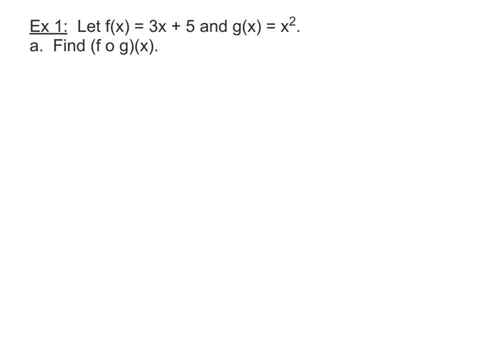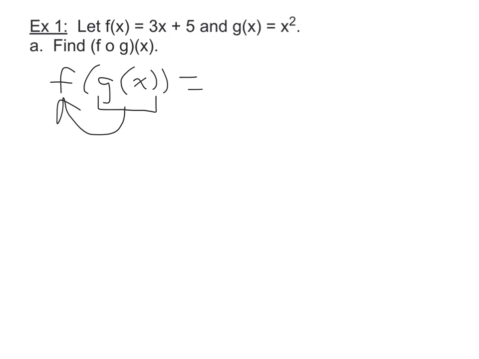With that in mind, let's go ahead and solve example number 1. They tell us to let f of x equal 3x plus 5 and g of x is equal to x squared. We want to find f composition g of x. So once again, f composition g of x means that we are looking to find f of g of x. And again, that's easy for us to remember because it just goes in sequential order like that. So what we're going to do is take the g of x function and simply plug it into the f function.